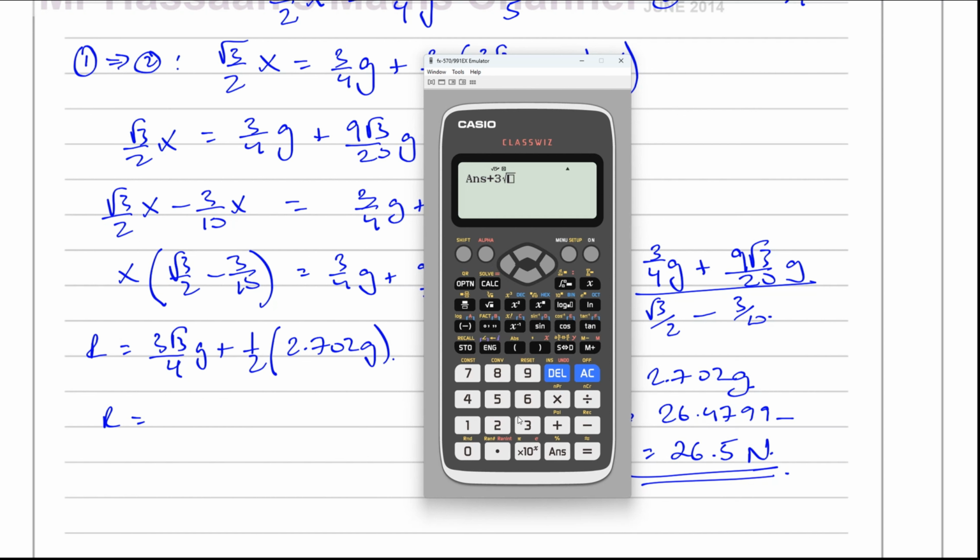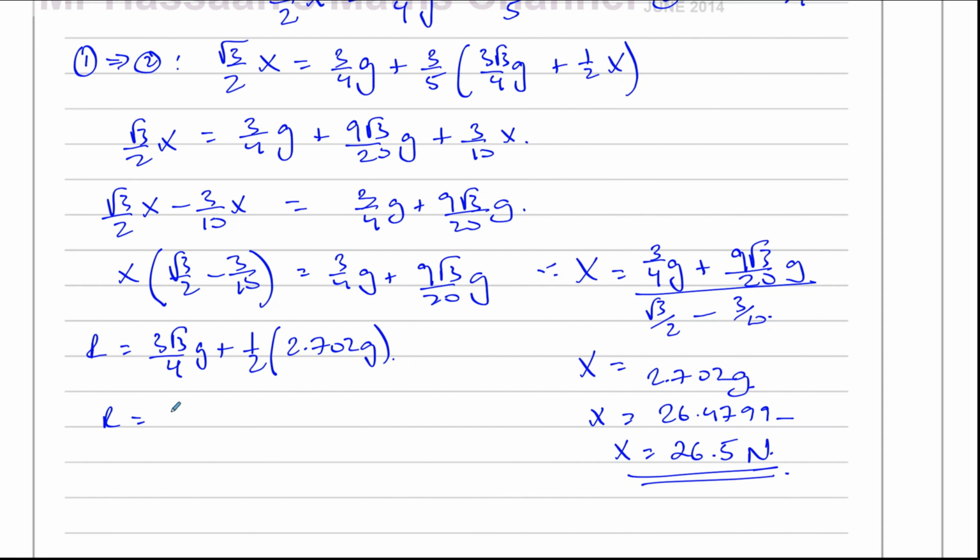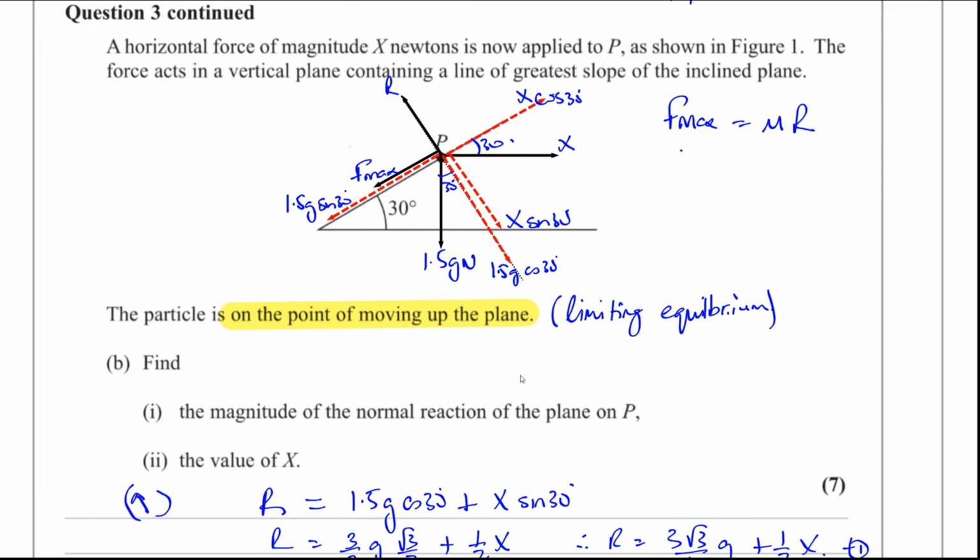That gives us 25.9705. So R to 3SF is going to become 26.0 newtons. And that's the value of R to 3SF. So we found the value of X and R.